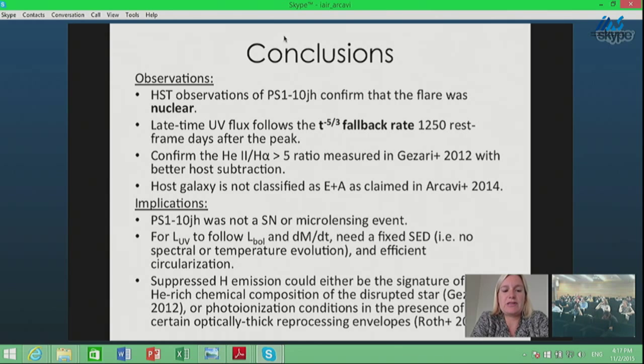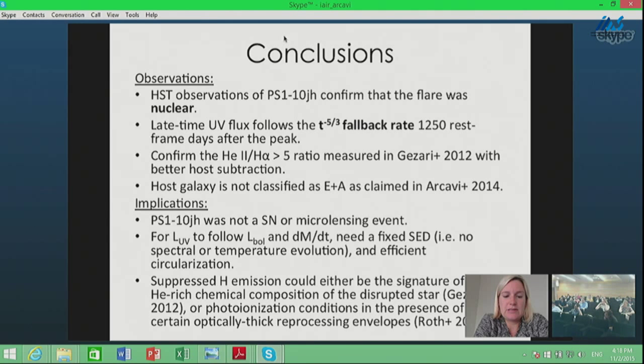We also need efficient circularization because we seem to rapidly be following the mass accretion rate without any delays in the radiative output. And then finally, the suppressed hydrogen emission could be the signature of the helium-rich chemical composition of the disrupted star. So perhaps this was analogous to stripped supernovae. This would be a stripped tidal disruption event, so that the star was already lacking its hydrogen envelope.